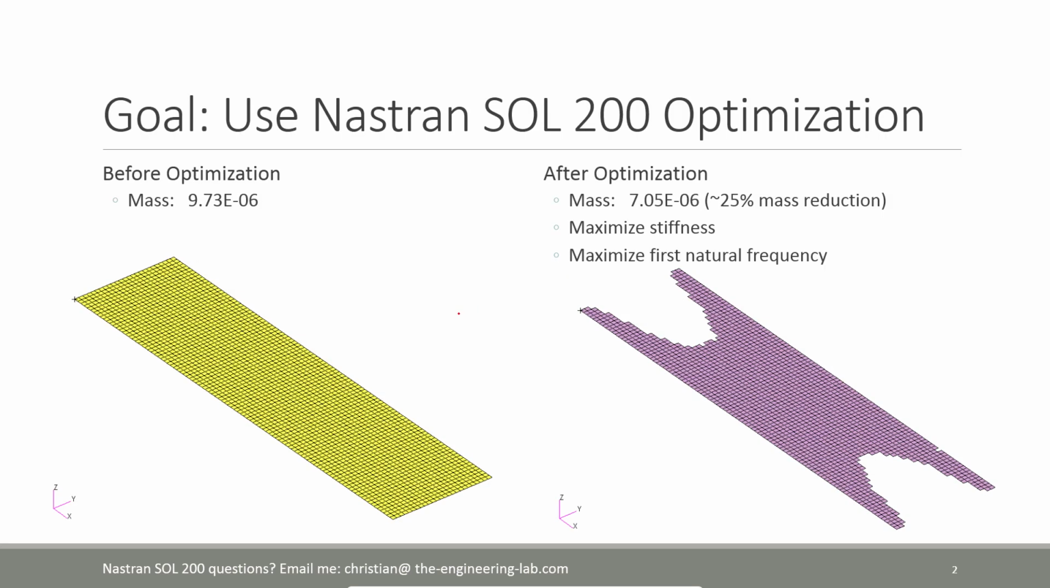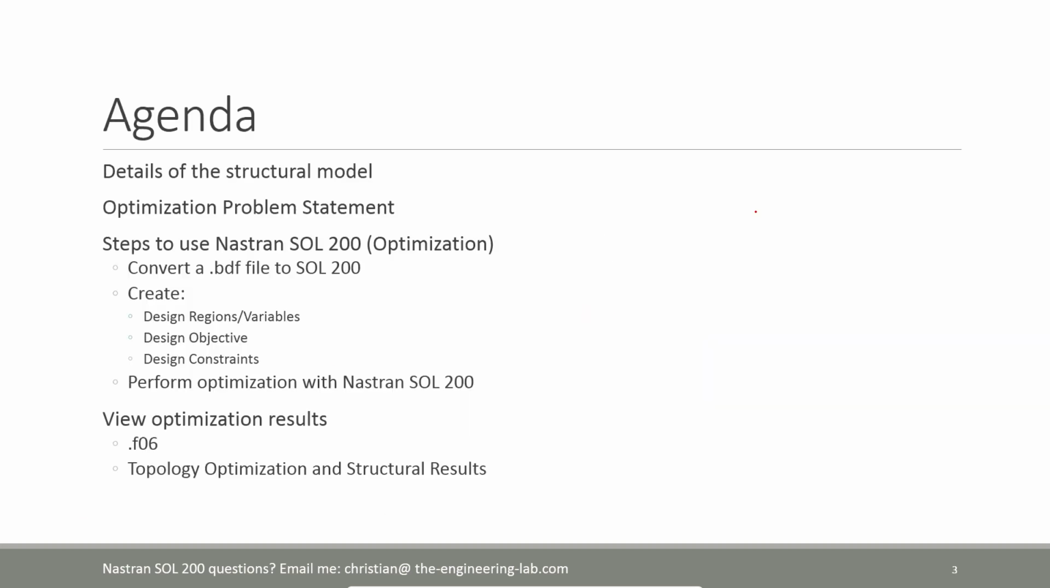So what are we doing by the end of the video? Here is our starting design, if you will. It's a very simple plate. It's loaded. We are going to perform the so-called multidiscipline analysis. We are going to try and maximize the stiffness of this plate as much as possible. We're also going to try and maximize the first natural frequency, while at the same time having a target of reducing the mass by 25%.